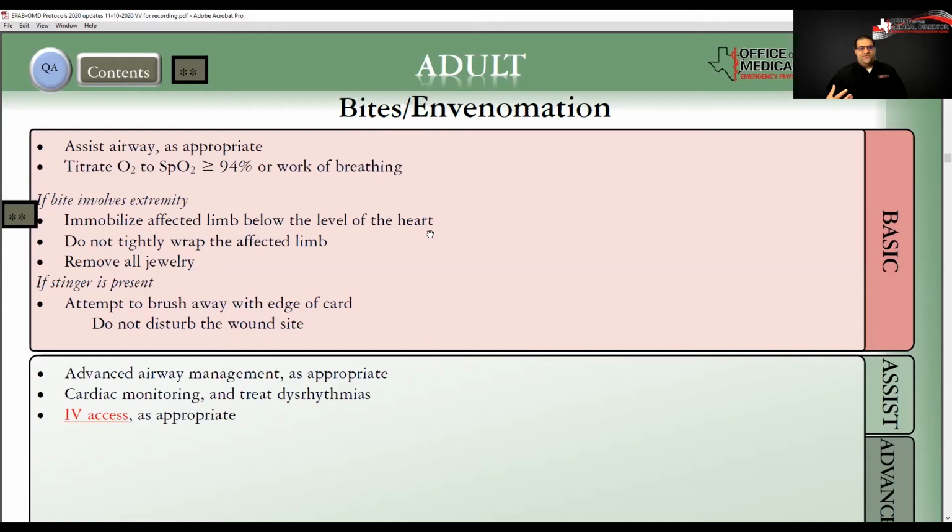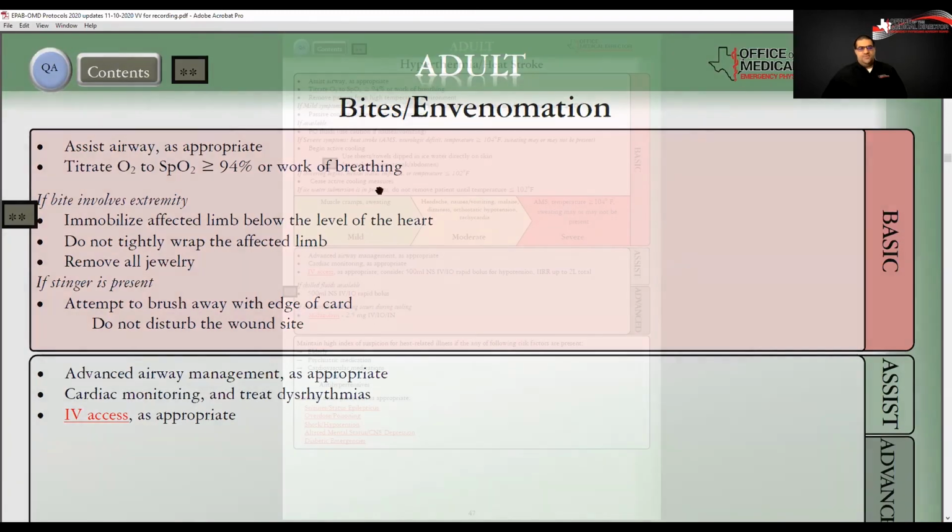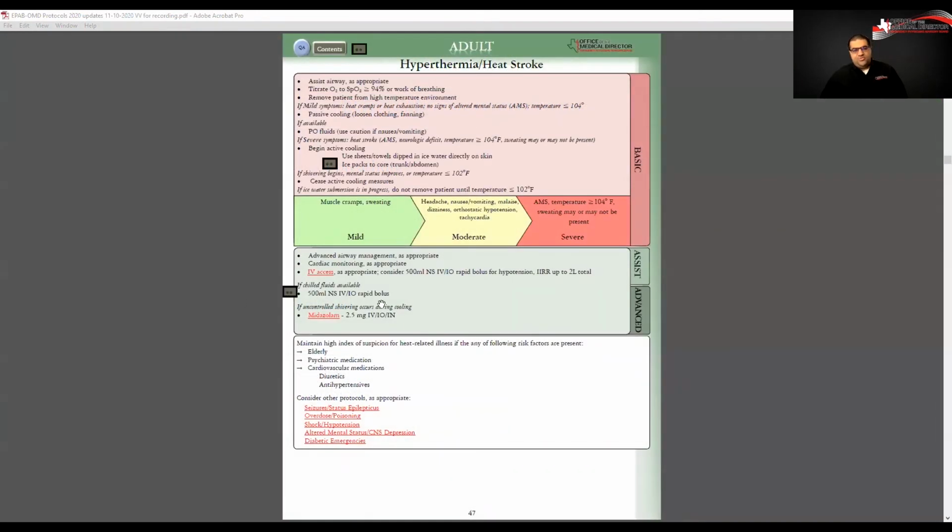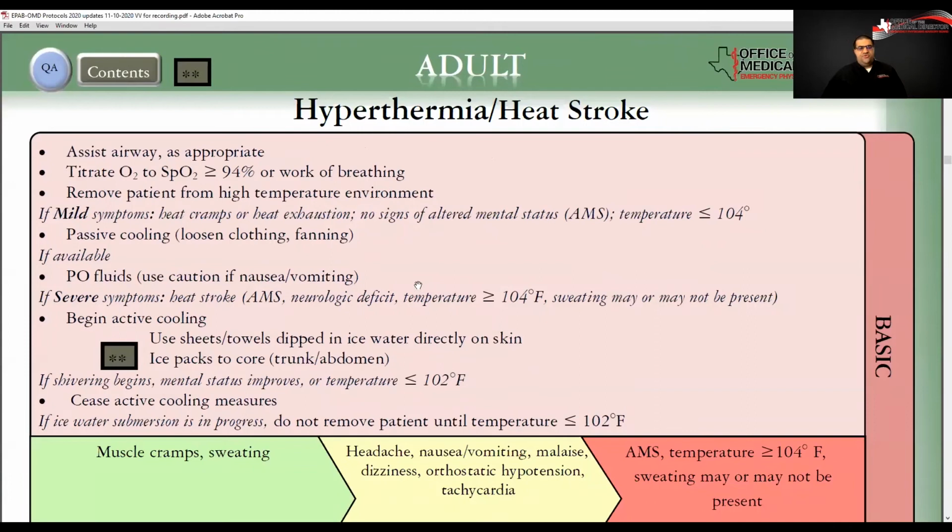The goal there is, if the swelling starts, a lot of them can progress quite rapidly, so you want to have room for swelling to occur. For hyperthermia and heat stroke, two real changes here. The first, at the basic level, historically we've talked about ice packs being placed in the axilla, the groin, sometimes the hands and feet, that sort of thing.